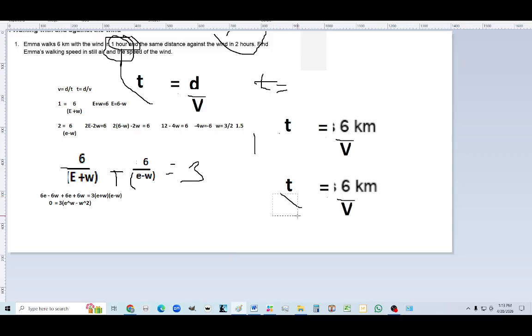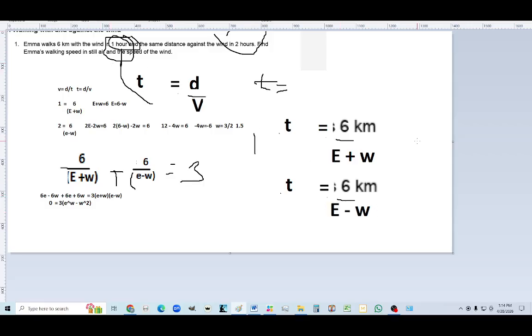Well, what's her speed when she's going with the wind? It's her speed, whatever her speed is, plus the wind speed. That's an equation we did before. We just kept it on the numerator before. And what's her speed when she's going against the wind? Well, it's her fighting the wind. So it's E minus W. That's the trick you have to remember over and over again about the velocity in these things. So we get two equations.